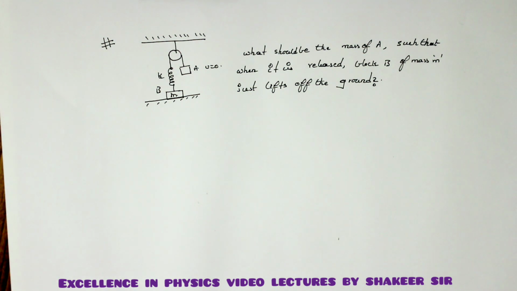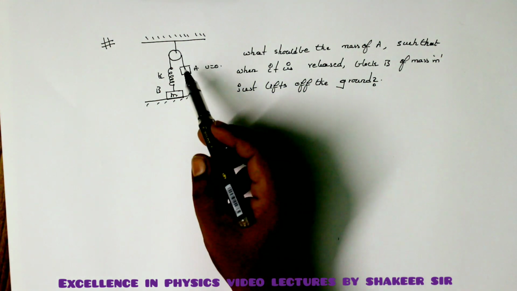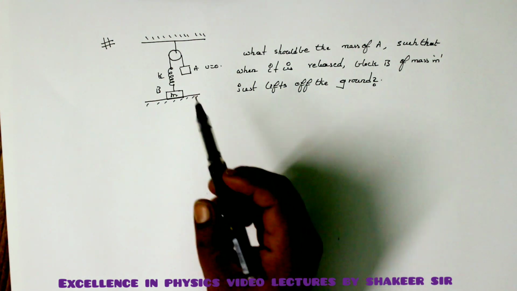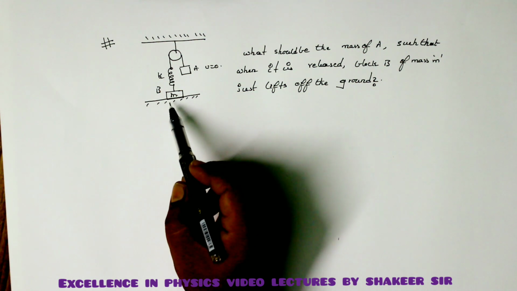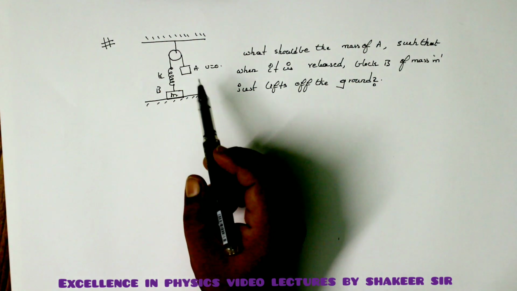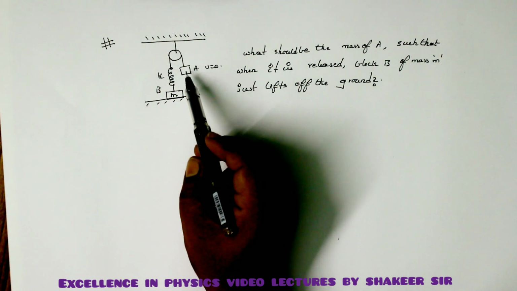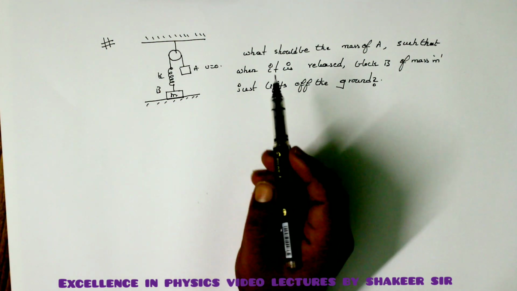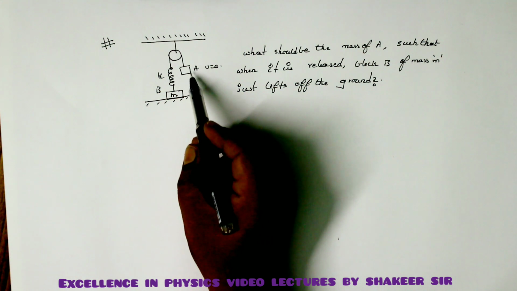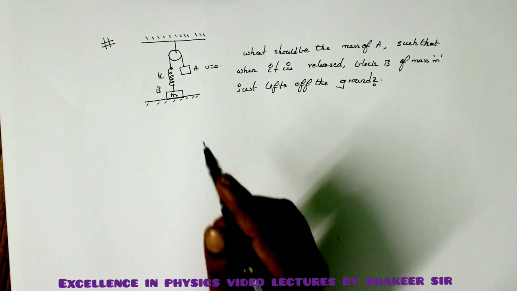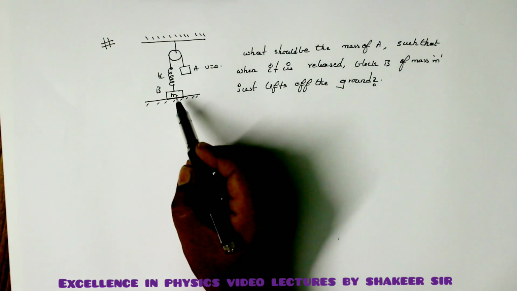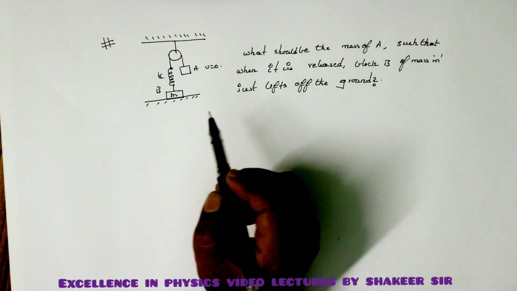Dear students, so let us see this problem. So here there is a pulley block arrangement. So there is a string here which is attached to a mass of m, and this mass of m is resting on the ground. So to the other end of the string we are connecting a mass of A here. So what should be the mass of this mass A, such that if I release this one, it should be able to lift this mass just from the ground.